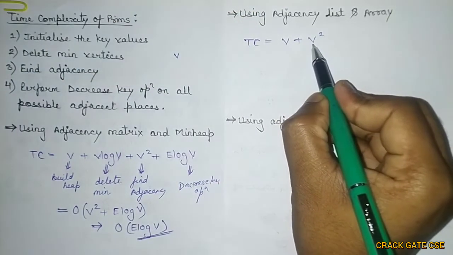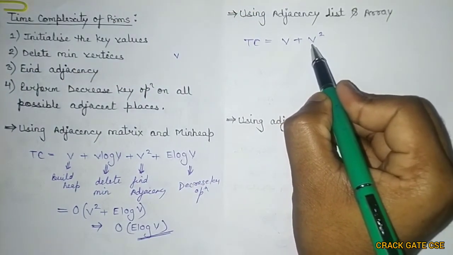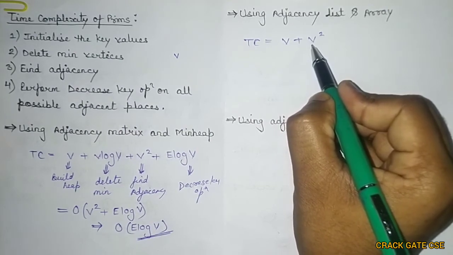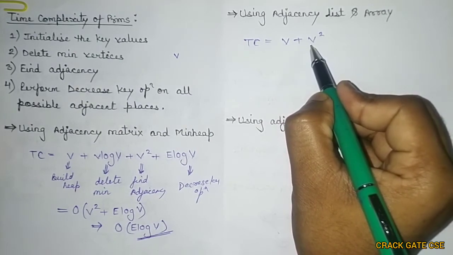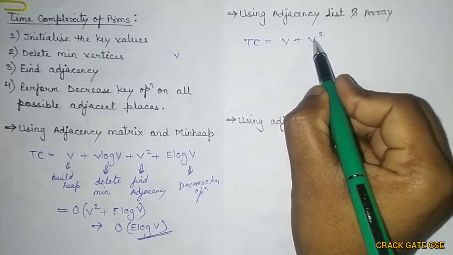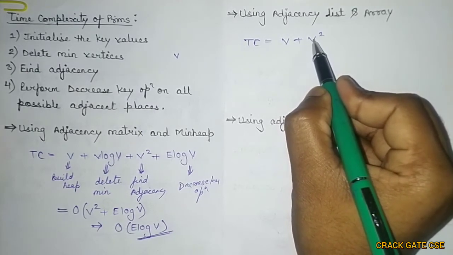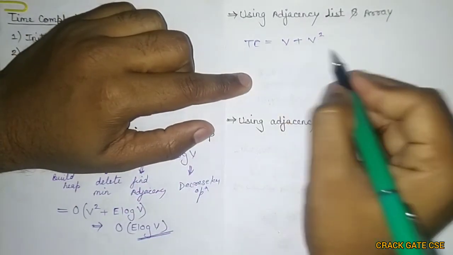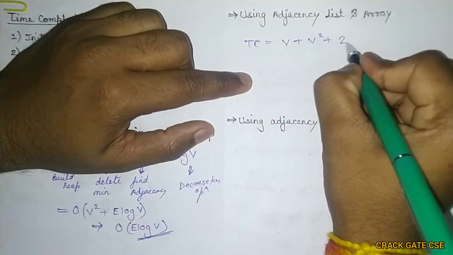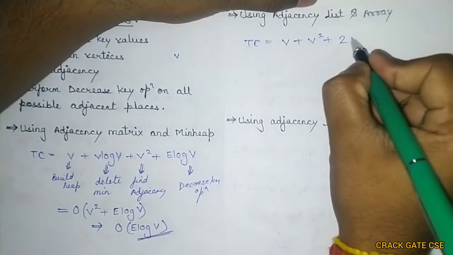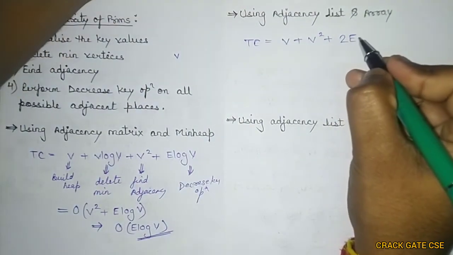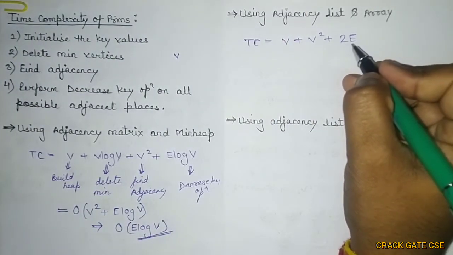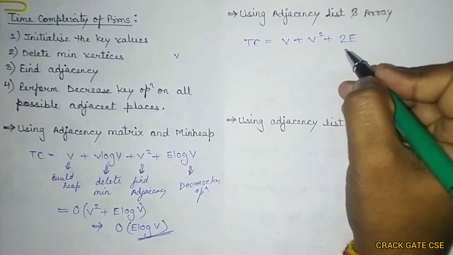I am deleting here by using the first pass of selection sort, because selection sort always gives the first minimum. So I have to run the selection sort V times, because I have to extract V values. So this is V square. Again I know that the adjacency list can be 2E as in the previous video. So how much time will it take? 2E to find the adjacent vertices using the adjacency list.